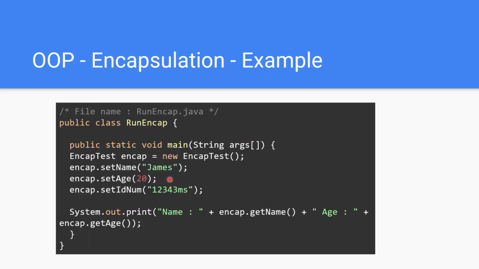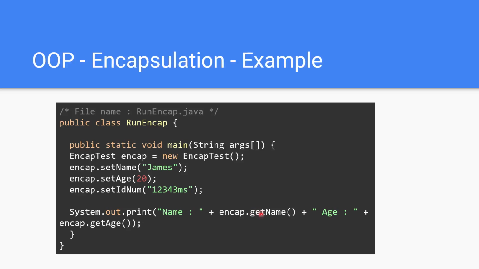And again, here is another example. Here we have run encapsulation, and we are actually instantiating the previous class that we saw, and we are now doing the set name, set age, and set ID number, and we can see it right here. So we're passing in these two strings, and we're passing in an age here.